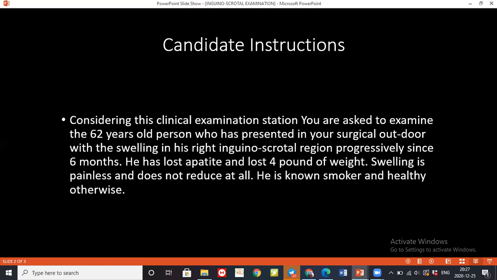Yes. So can you present your case now? What was your finding? Yeah, I examined this patient, a 62 year old male, presented to the surgical outpatient with swelling in the right inguinoscrotal region, progressive over 6 months. He has lost appetite and lost 4 pounds of weight, and the swelling is painless and does not reduce at all.